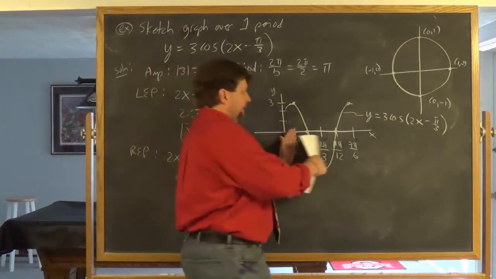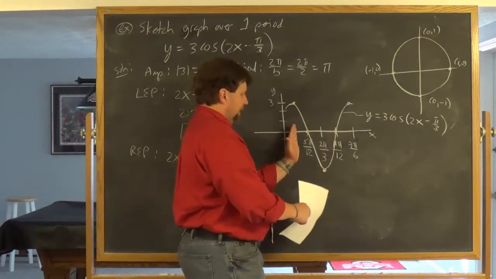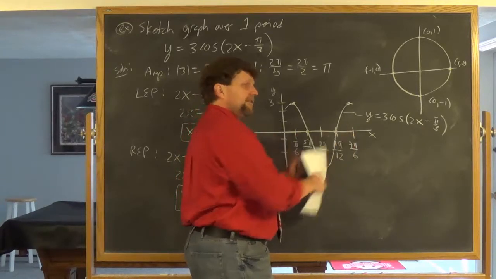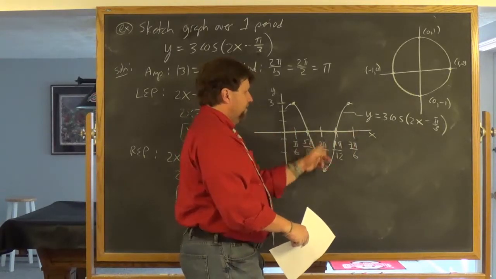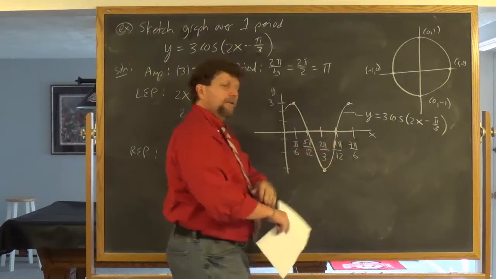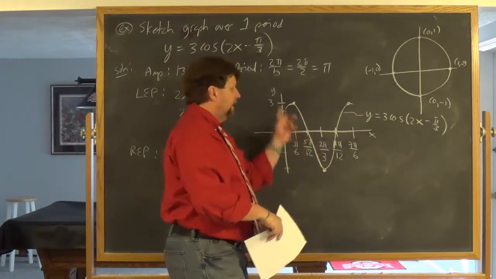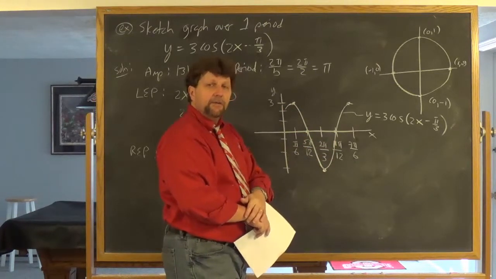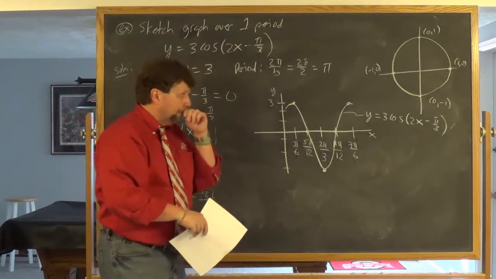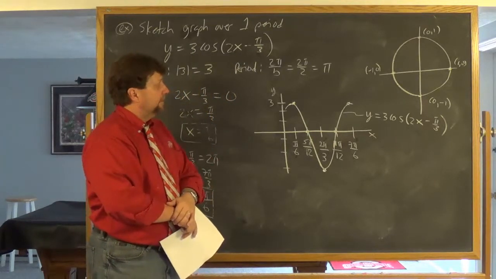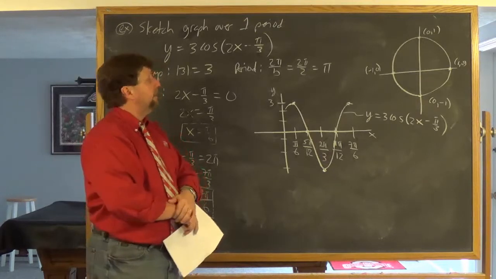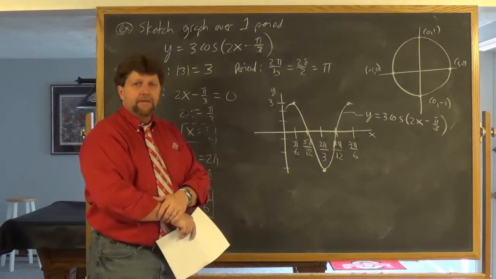Lay 1 period off on the x-axis. So pi over 6 left end point, 7 pi over 6 right end point. Find the midpoint, first quarter point, third quarter point. And then plot those 5 key points and connect with a smooth curve. That's how you would do a graph when you have a phase shift.